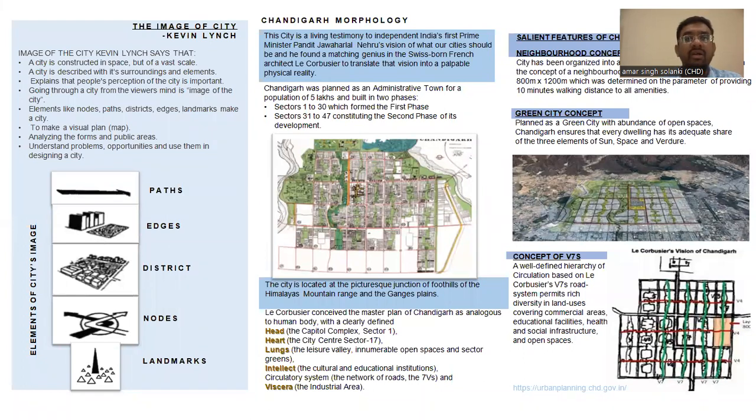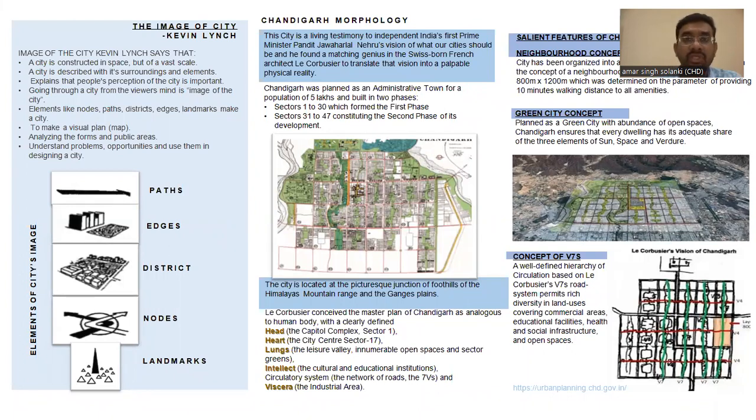When we compare the Chandigarh morphology, when we apply the Kevin Lynch parameters, which are known as paths, edges, districts, nodes, and landmarks. So what we have done in this research paper, we have tried to apply these elements on the basic sectors of Chandigarh, and then we have compared these elements with respect to the Burail village.